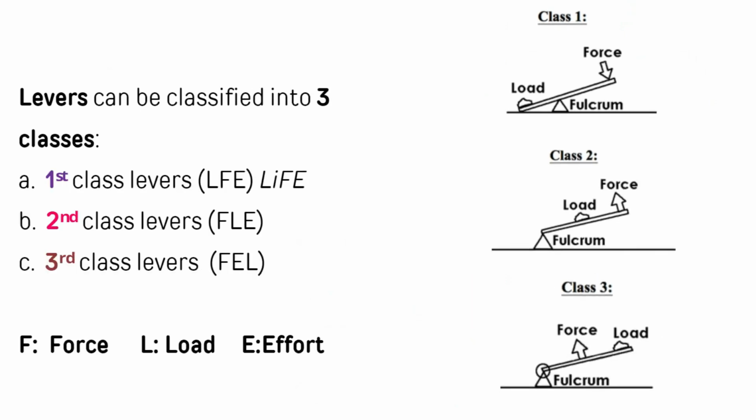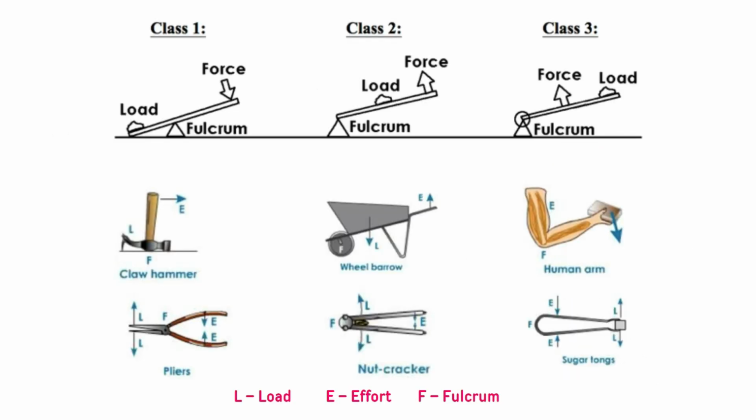Levers can be classified into three classes: first, second, and third. In first class levers, the load comes before the fulcrum followed by the effort. In second class levers, the fulcrum comes before the load followed by the effort. And in third class levers, the fulcrum comes before the effort followed by the load. Here are some examples of first class levers, such as the claw hammer and the pliers. Examples of second class levers are the wheelbarrow and the nutcracker. And examples of third class levers would be the human hand holding a load or sugar tongs.